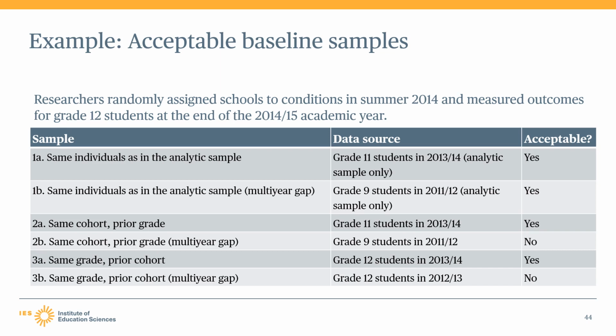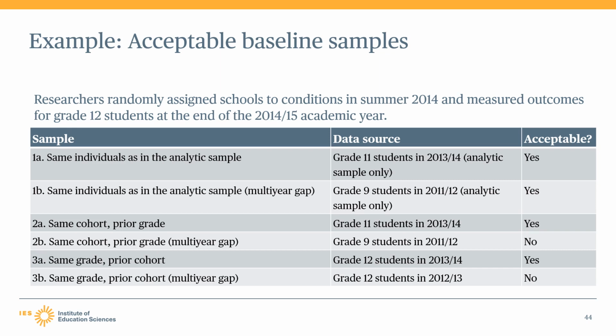Samples 2A and 2B are baseline samples of the same cohort and prior grade. Sample 2A has a 1-year gap in data collection between 2014 and 2015, and this is an acceptable reference sample because the data were obtained within 1 year before clusters were assigned to conditions.